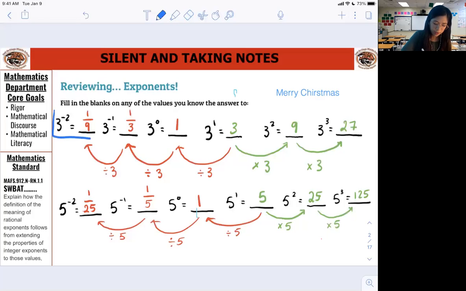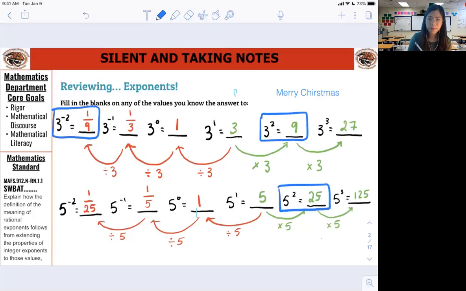Let's look at this one. Look at 3 squared compared to 3 to the negative 2 power. So 3 to the power of 2 is 9. 3 to the power of negative 2 is 1 over 9. And look, the same thing happens over here. 5 squared is 25. 5 to the power of negative 2 is 1 over 25.